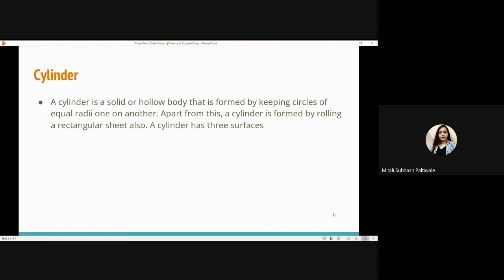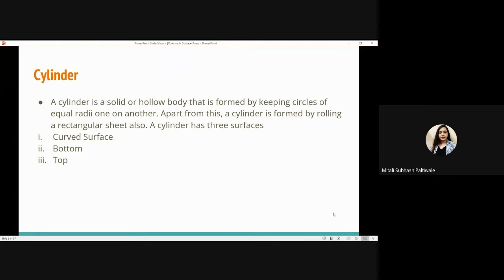One more thing, a cylinder will have three surfaces. What are the three surfaces? Look at this. The first one would be the curved surface, which is the one you will be calling the height. The second one would be the bottom, and the third one would be the top. It will always have volume. For the curved surface, we are going to find the curved surface area, because it is nothing but a surface. So we are going to find the surface area.